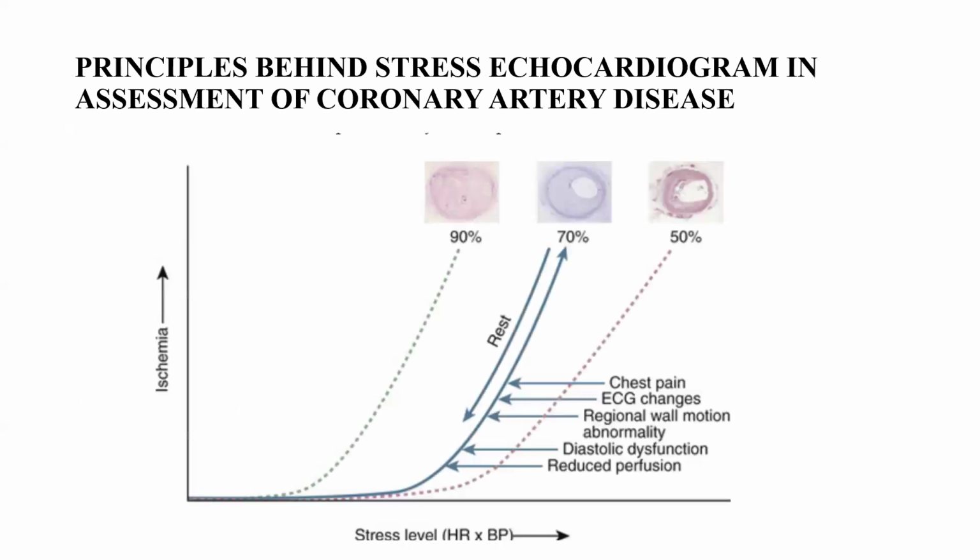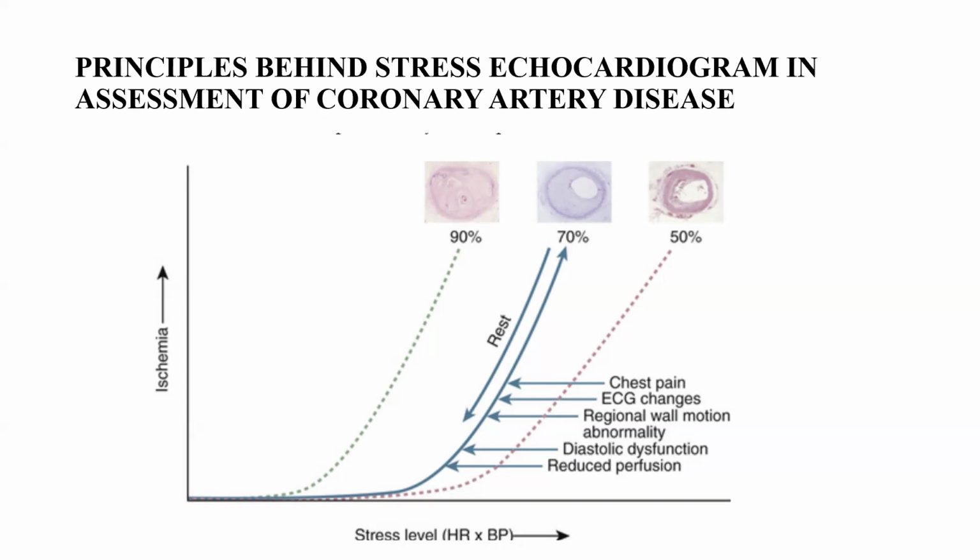Now, what is the principle behind the assessment of coronary artery disease by stress echocardiogram? Over the years, the main reason for stress echo has been coronary artery disease, even though there are other benefits. When you stress an individual, there's increased workload on the heart, which is determined by your rate pressure product, the heart rate times your BP, which you see on the horizontal axis.